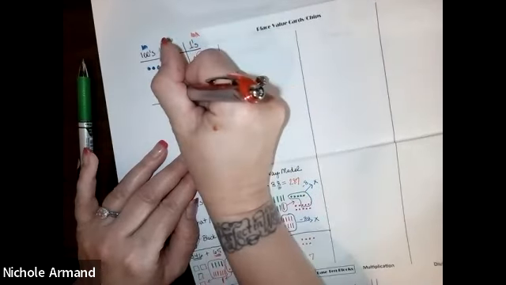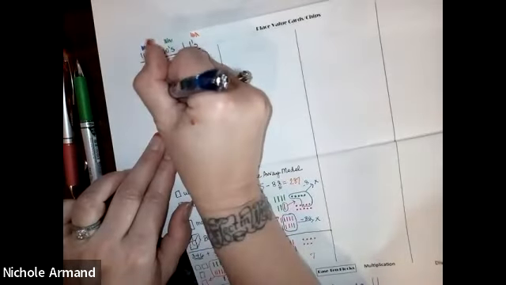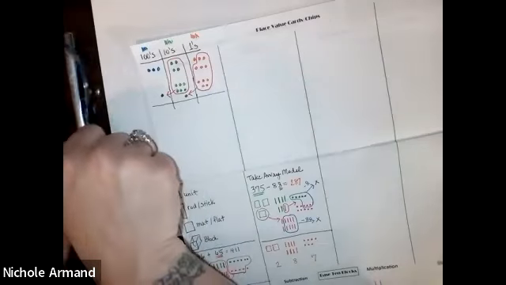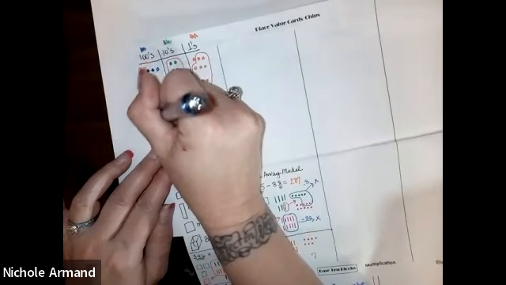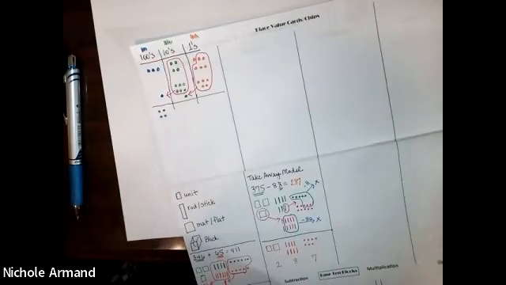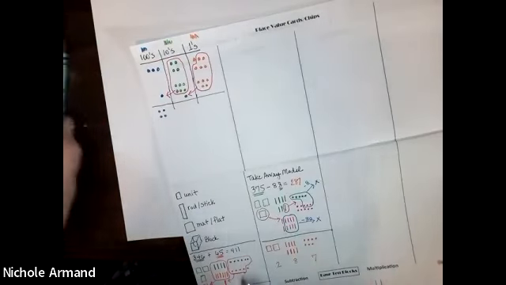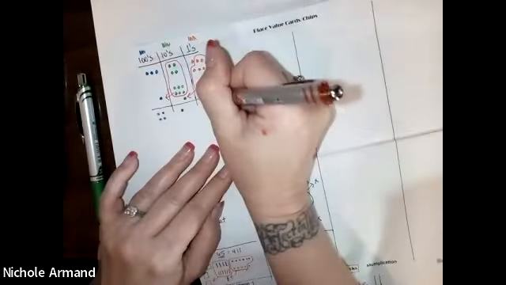Those are going to be exchanged for a blue chip. And then we're going to count up what we have left. We have 4 blue chips, 1, 2, 3, 4, and we have designated that those represent hundreds. We have 1 green chip, and then we have 1 orange chip.